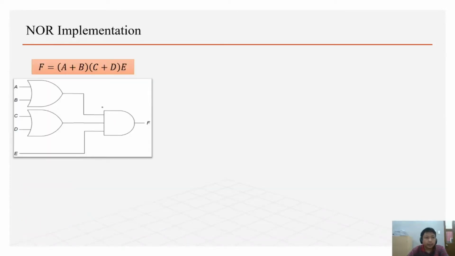Next, we have the NOR implementation. We have function here. We have A plus B, ANDed to C plus D, and then E. Now, pagkakaiba nila, dapat kapag ginawa natin yung NAND implementation, make sure that the function is written in the sum of products. Kapag NAND ito. Kapag NOR naman tayo, dapat naka-written yung function natin in a products of sum, just like this one. They are already in a products of sum.